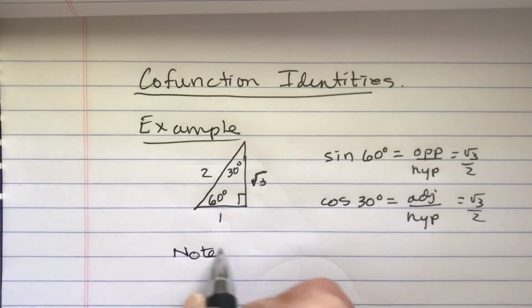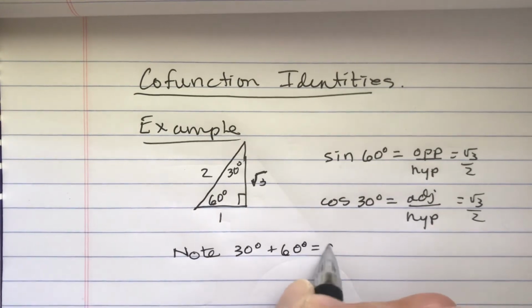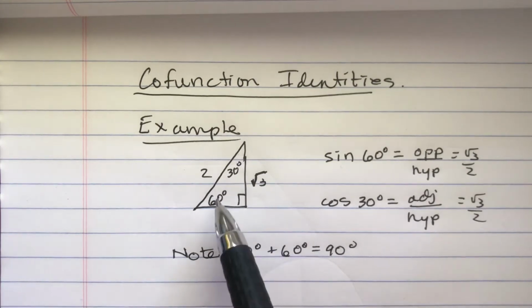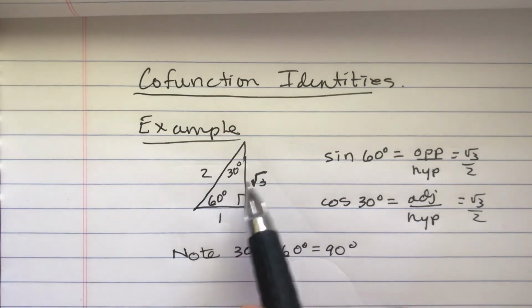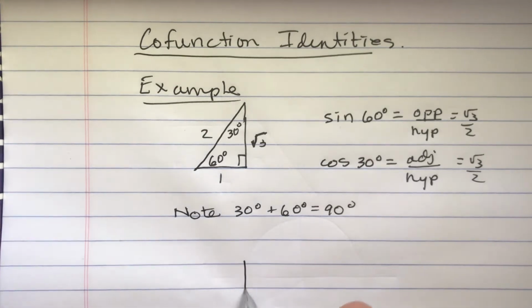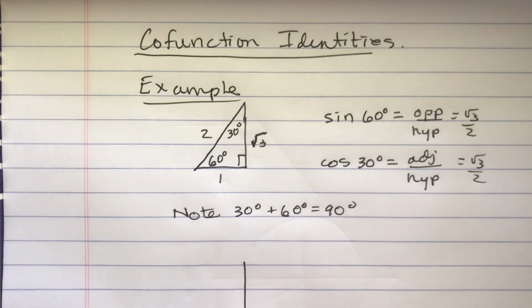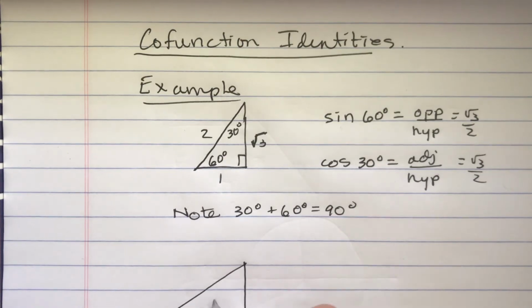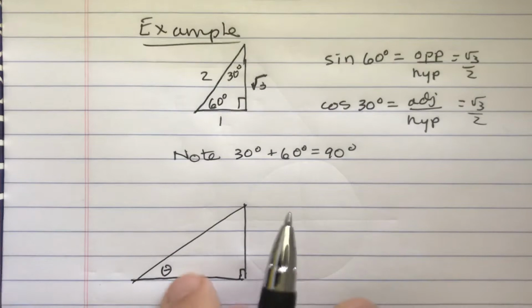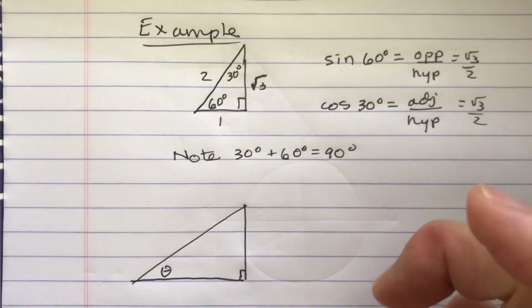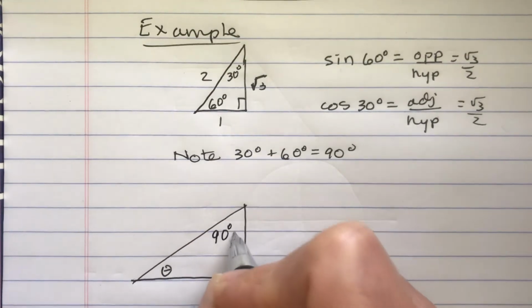And then also note that 30 degrees plus 60 degrees makes 90 degrees. If I have a right triangle, the remaining two angles have to have a sum of 90 degrees because all of the angles have to add up to 180 degrees. So what I'm going to do now is draw a more general triangle, still a right triangle, and the shape I've just sort of arbitrarily chosen here. If this is theta, these two non-right angles must have a sum of 90 degrees. So this guy becomes 90 degrees minus theta.